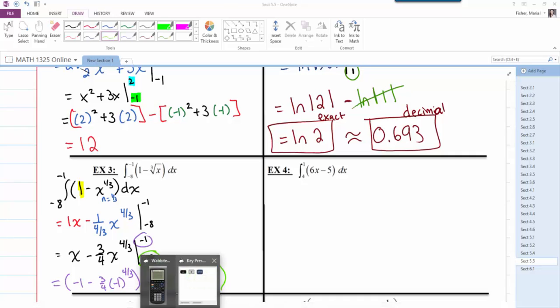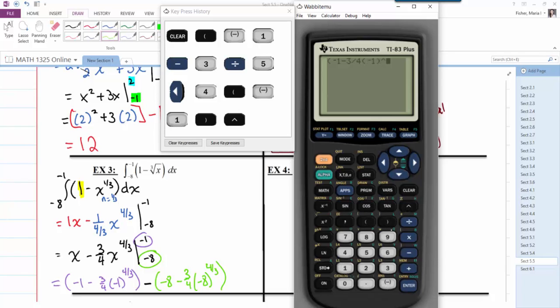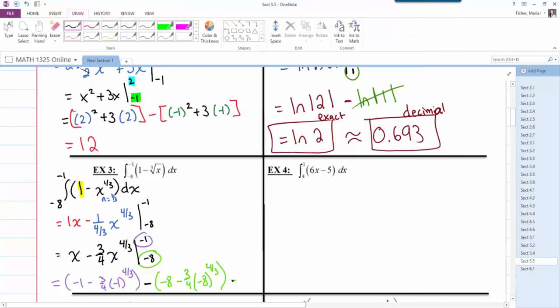And if we do this on a calculator, we have parentheses -1 minus 3/4 times -1 to the 4/3. And then we subtract that from -8 minus 3/4 times -8 to the 4/3. And we get 18.25. So this is going to equal 18.25.